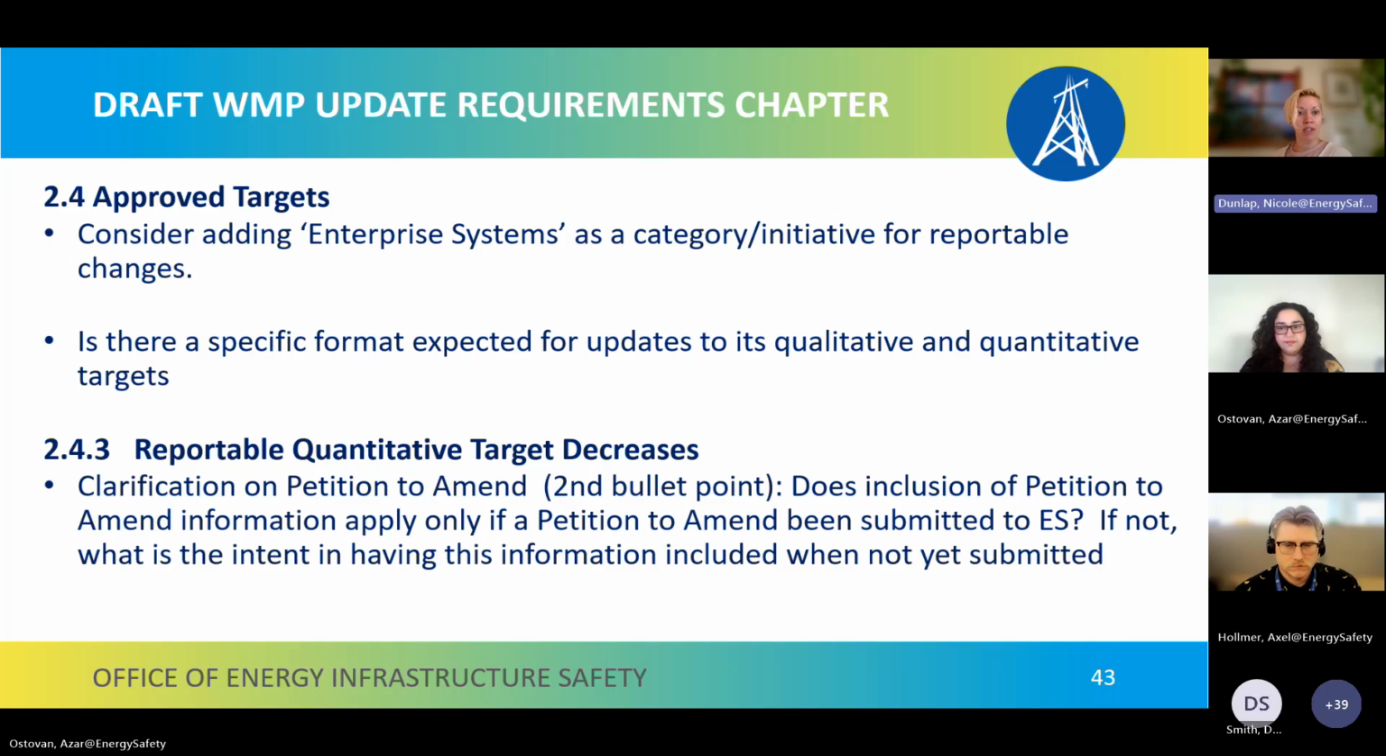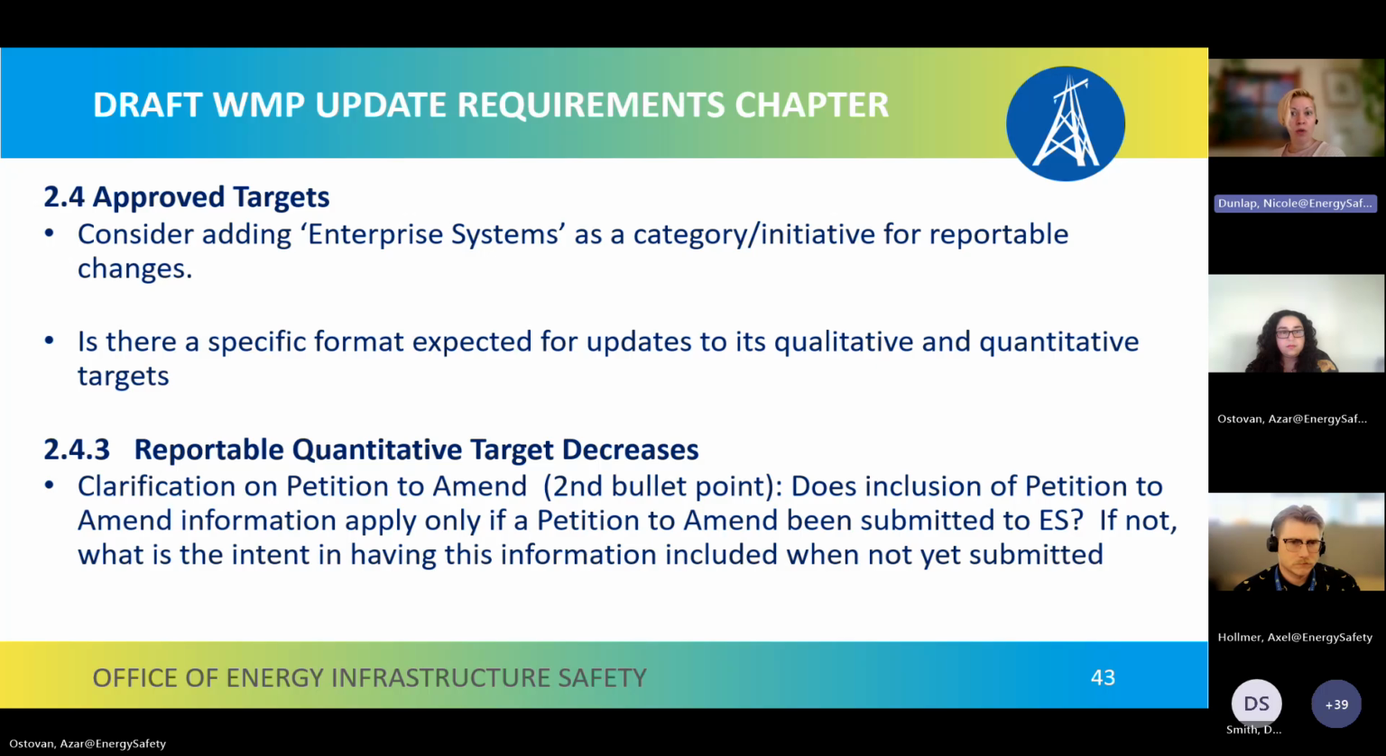In terms of a specific format for changing targets, again, use your WMP update to explain what you're changing, why you're changing it, and then use your red line WMP to say, this target is struck out. This is not our target anymore, even though it's what you approved. And then in new colored font, input what the new target is. So just reflect that target change in red line in your WMP and explain it to us in the WMP update document.